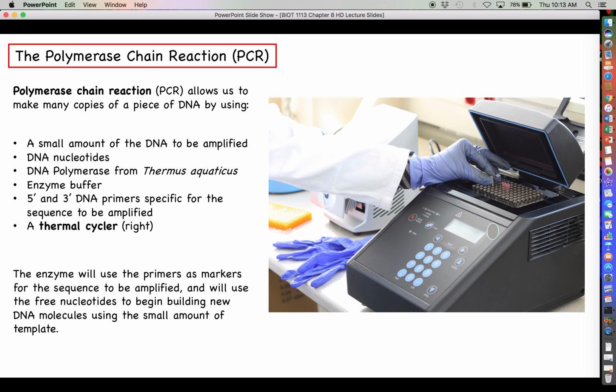And then, like I said, the enzyme is going to use those primers as basically little bookmarks to know what sequence we want to be amplified. So the 5' primer will sit on one end of the DNA, the 3' will sit on the other, and then everything in between is going to get amplified.